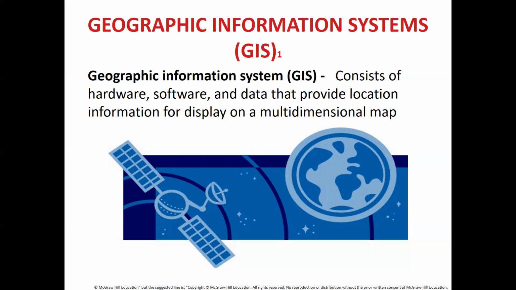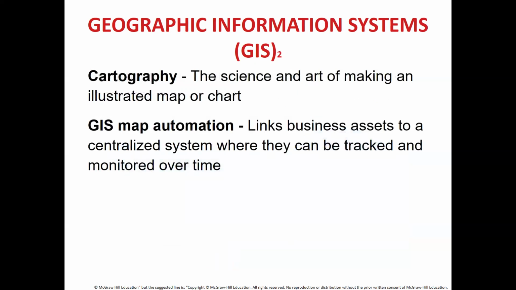Another place where you see GIS, a very recent one, is your COVID-19 dashboard, and the places where the people who are infected with COVID-19 are plotted. Now that is GIS software again. If you haven't seen it, do go and see it. Cartography, the science and art of making an illustrated map or chart. What happens is you make an electronic map of a specific area and plot certain elements. GIS map automation links business assets to a centralized system where they can be tracked and monitored over time.